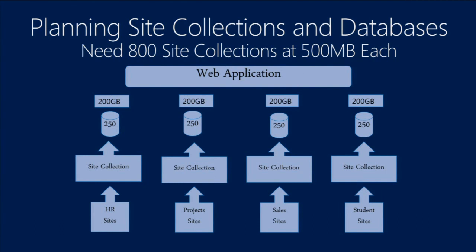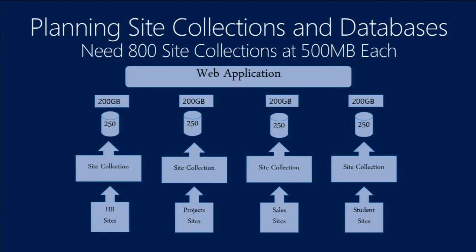And the cool thing is if we do this up front, so let's say if we're going to use this 200 gigabytes, we're going to need 800 site collections, 500 each. Well, we're going to put 250 in the first database, 250 in the second database. That gives me 500 site collections. 250 in the third database will give me 750 site collections. Well, I'm short 50 because I need 800. So I'm going to create 4 databases.